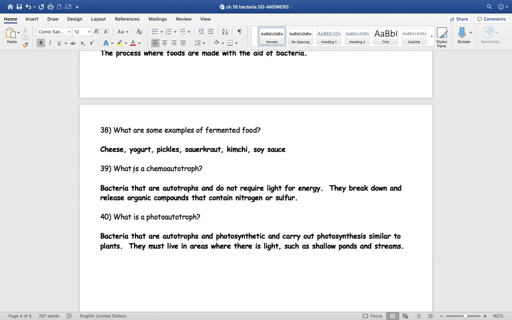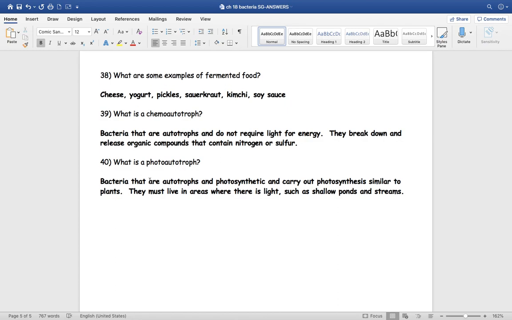39. What is a chemoautotroph? This is bacteria that are autotrophs. Remember, it makes its own food and does not require light for energy. They break down and release organic compounds that contain nitrogen or sulfur. And what is a photoautotroph? It's bacteria that are autotrophs and photosynthetic and carry out photosynthesis similar to plants. They must live in areas where there's light, such as shallow ponds and streams.